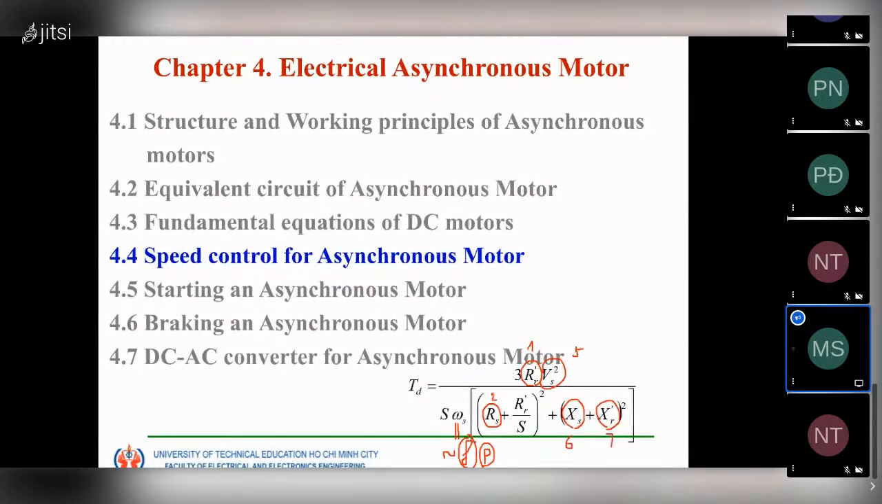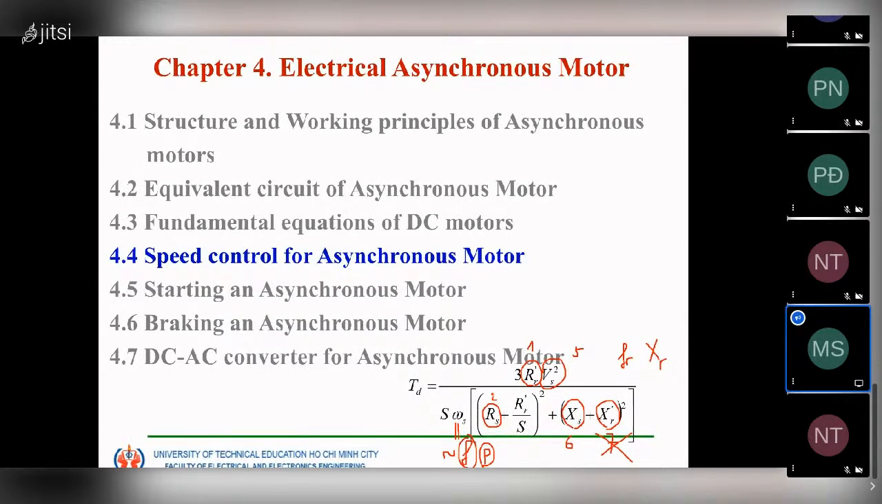Number 7. However, number 7 is not a speed control method. Why? Because when you change the speed of the rotor, the rotor frequency will be changed. So the rotor reactance will be changed. So at the first time, the rotor reactance is not a constant.